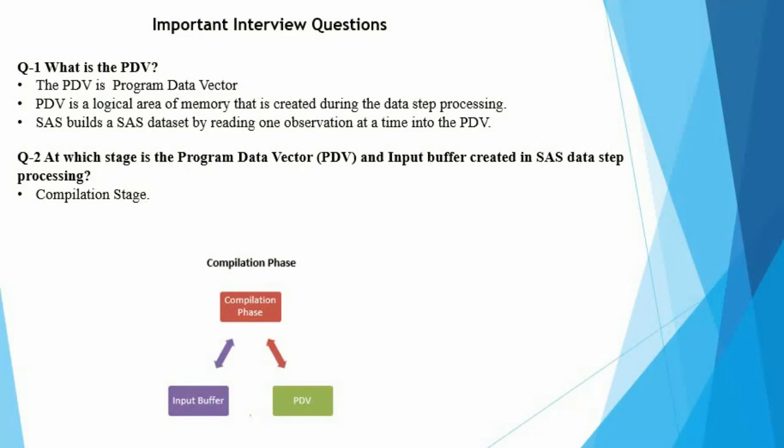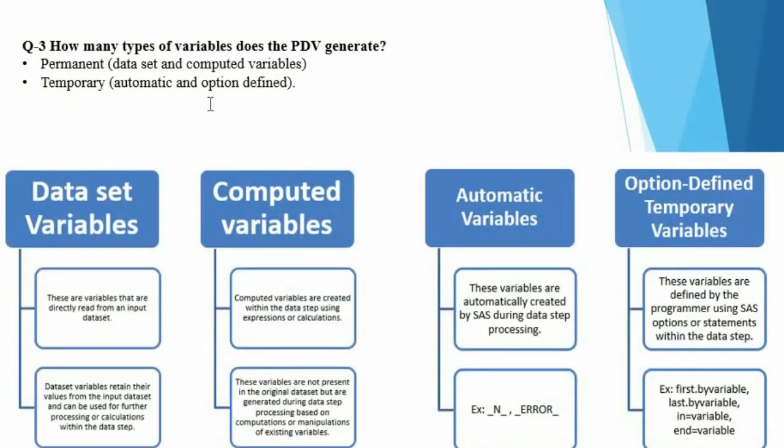Now jump to the third question. How many types of variables does the PDV generate? As we know, PDV generates automatic variables, but they are asking about the types of variables. There are two types of variables generated, permanent and temporary. In permanent, we have two kinds as well, the data set variables and the computed variables. Data set variables are those that already exist in the raw data. Computed variables are those that are calculated by applying logic.